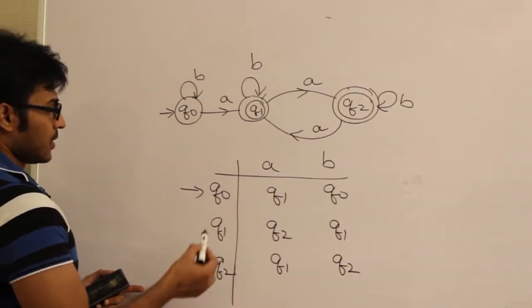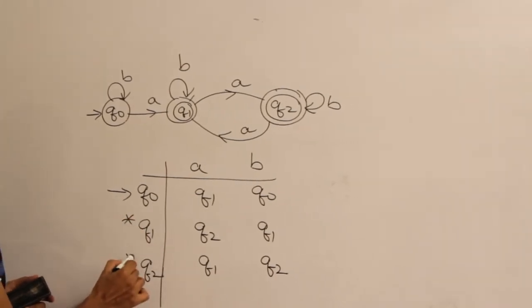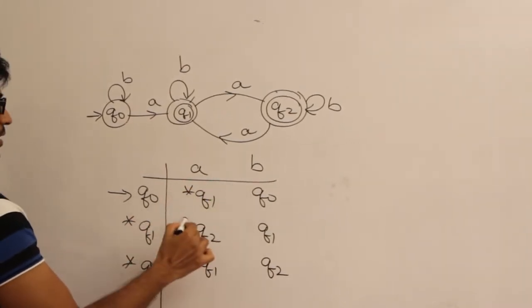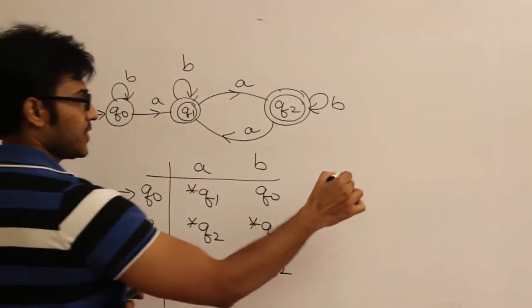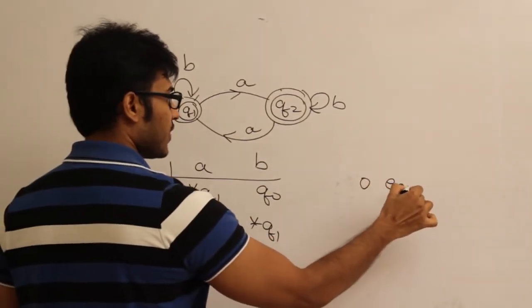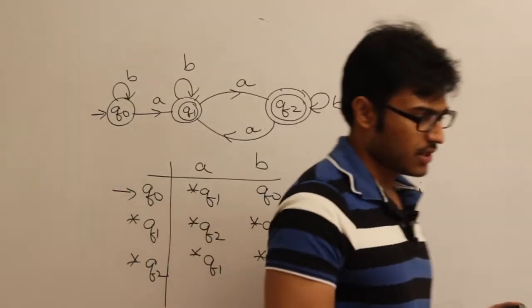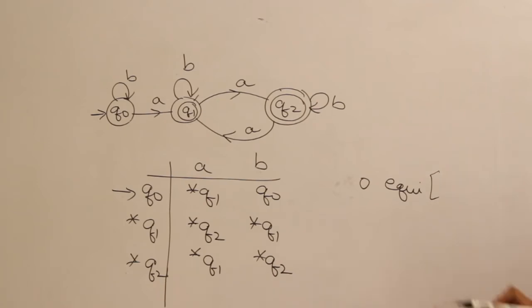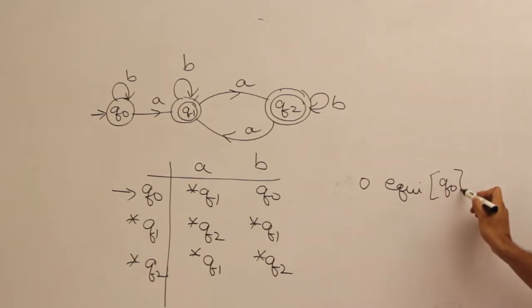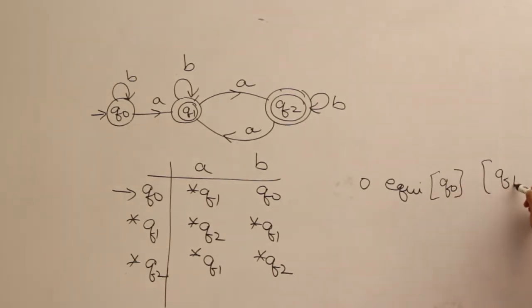Okay, so what are the final states? Q1 and Q2, both are final states. What is the first step? You have to write the zero equivalence. So what is zero equivalence here? In this case, zero equivalence is nothing but the set of final states and non-final states. The non-final state is Q0 and the final states are Q1 and Q2.